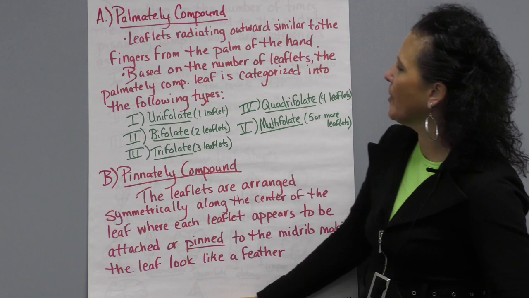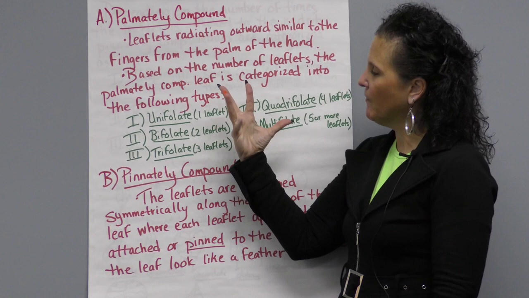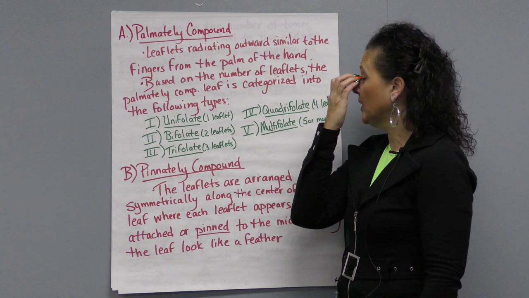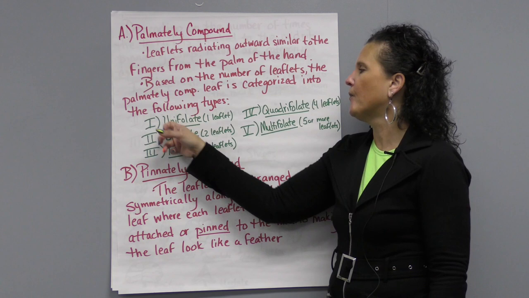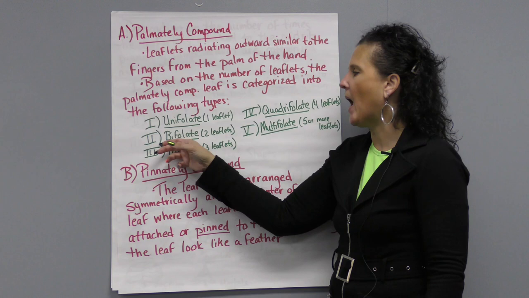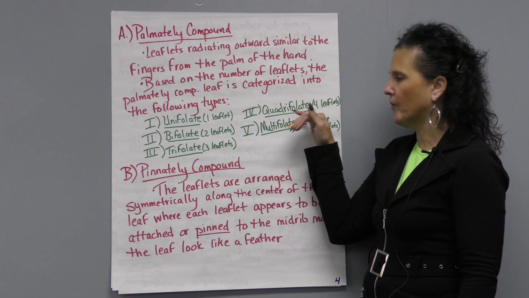Let's look at the palmately compound with those leaflets that radiate outward. Those are similar to the fingers on your palm. That's why it's called palmately. And it's based on the number of leaflets. We can categorize each type of those further into how many leaflets it has. So if it has one leaflet, it is unifoliate, which means one, foliate, which means leaf. We talk about foliage, which are all the leaves on the trees. 2, bifoliate. 3, trifoliate. 4, quadrifoliate. And if it has any more than 4, 5 or more, it's multifoliate.